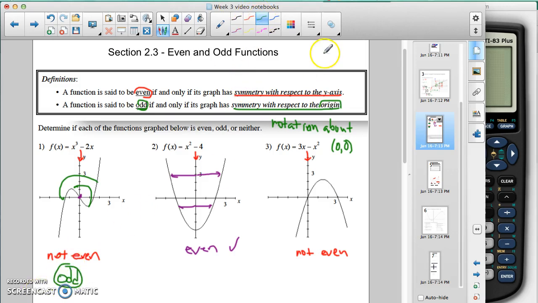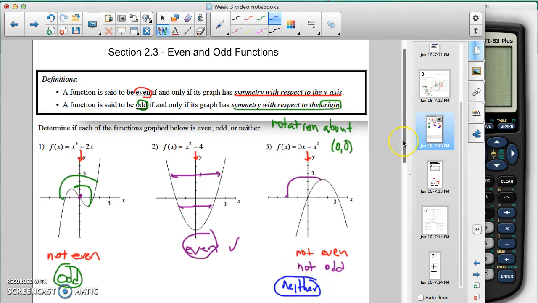We already know this one's even, so we don't have to check it again. It's even, odd, or neither. So let's check this one over here. If we take this point and we rotate it around 180 degrees, we should get something over here, and we don't have something over there. So this one's not odd either. So this one is going to be neither. So you're going to have three choices for this type: odd, even, or neither.